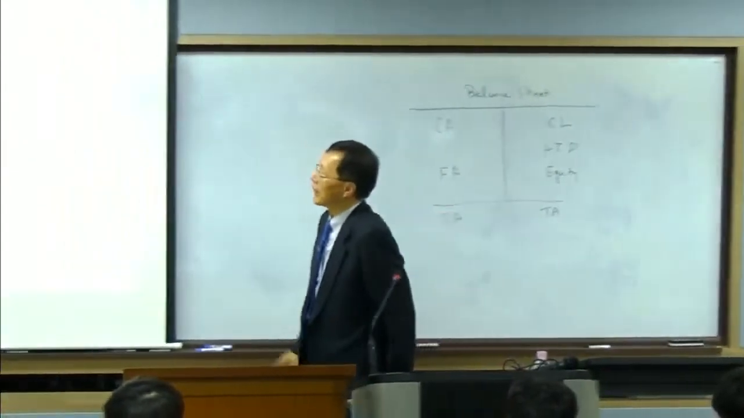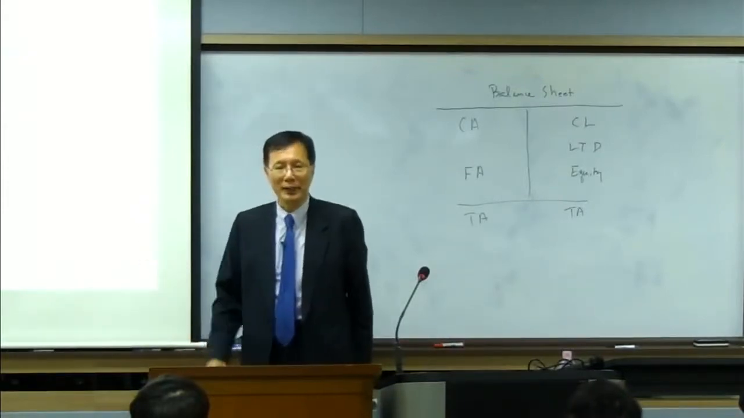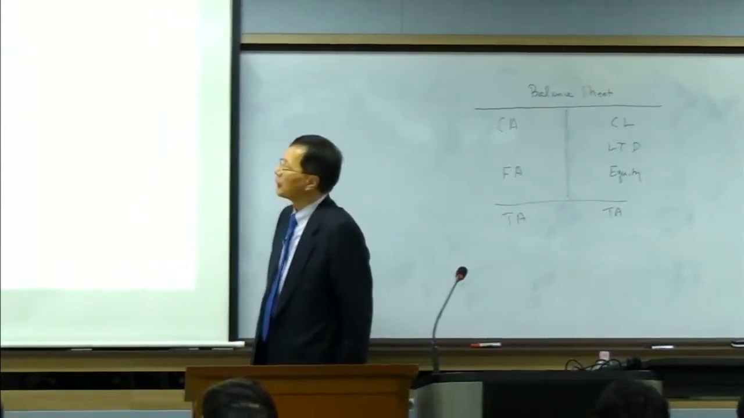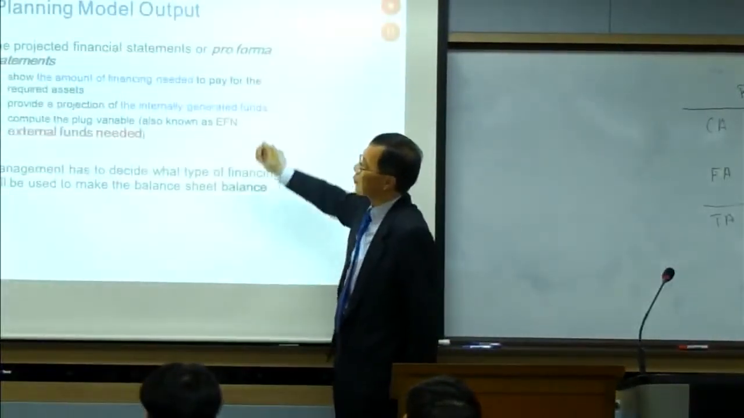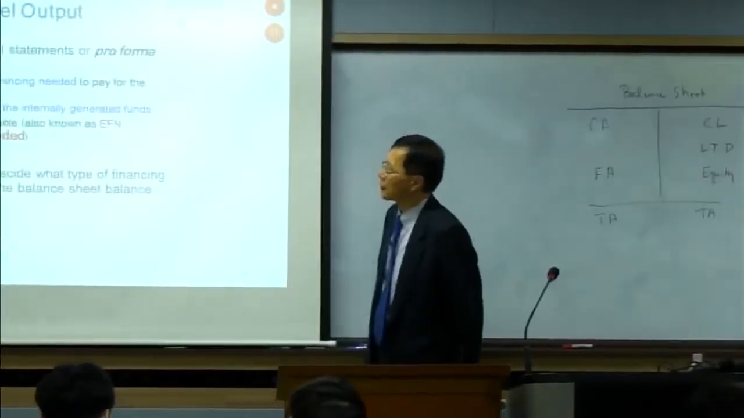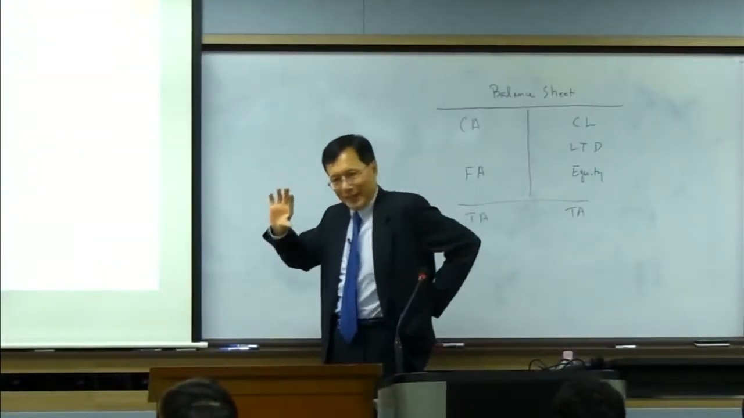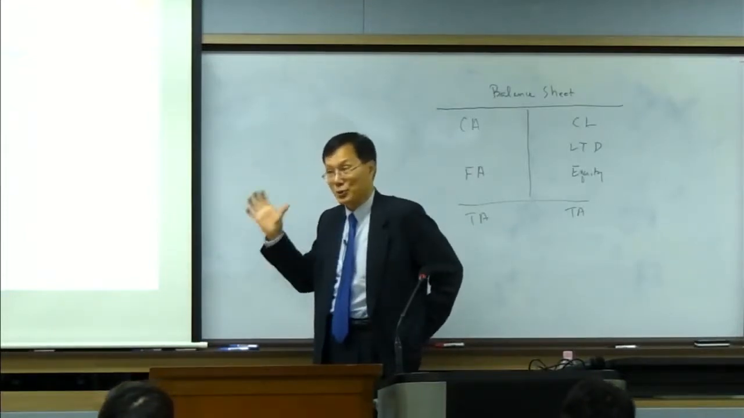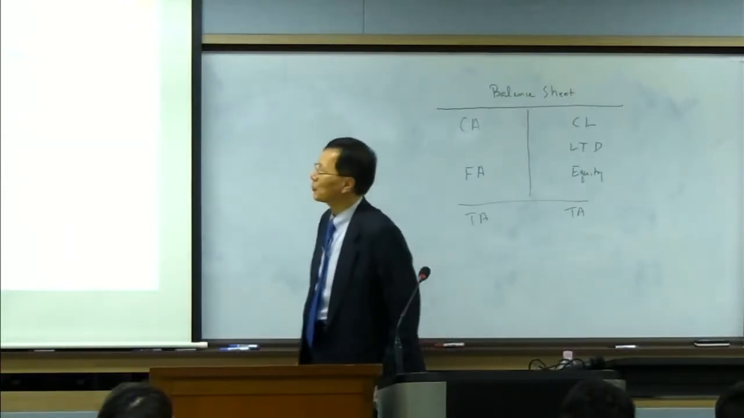Okay. The output of financial planning model is pro forma balance sheet and pro forma financial statements. Especially pro forma statements will show the amount of financing needed to pay for the required assets. At the moment, you may not be able to understand, but as soon as we do the case study, you will get to know for sure.